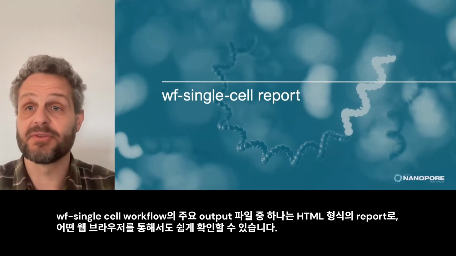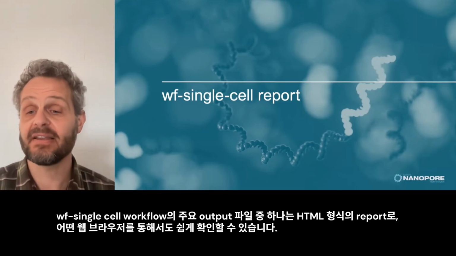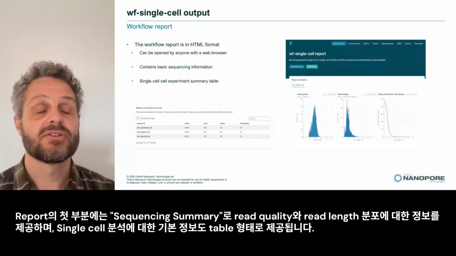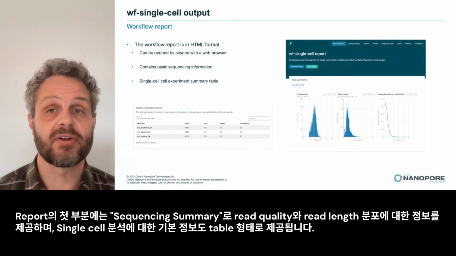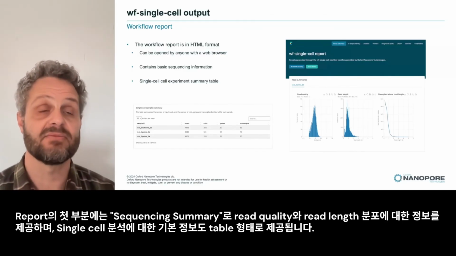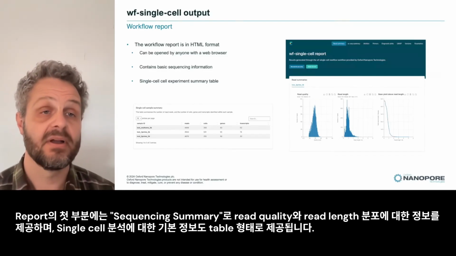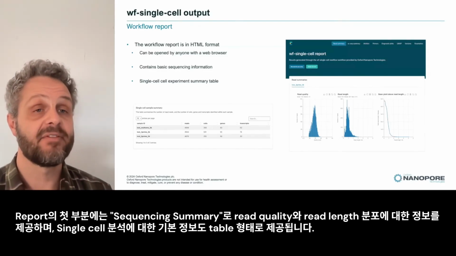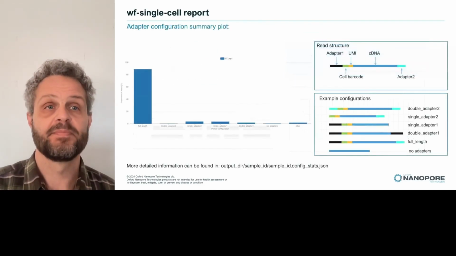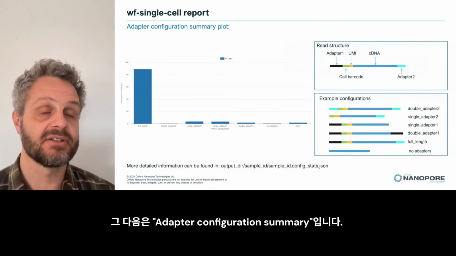So one of the main outputs from the workflow is the workflow report, which is an HTML file that can be opened in any web browser. At the start of the workflow report, we see our sequencing summary, which gives an idea of the read quality and read length distributions of your data. There's a table which contains basic information about the single cell experiment. And then we come to the adapter configuration summary.